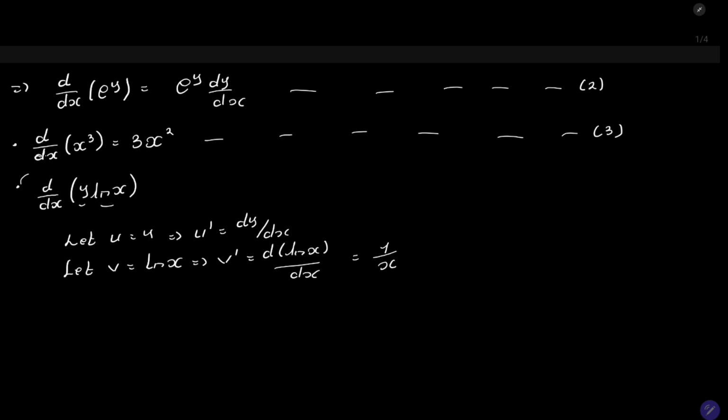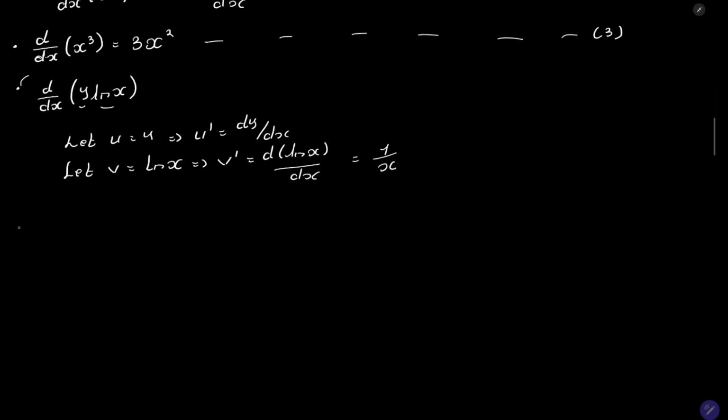Referring to the video on the derivative of logarithmic functions, it was well stated and well proven that the derivative of ln of x gives us 1 on x. So this implies that the derivative with respect to x of our function y ln x, using the product rule, u dv plus v du, gives us y times 1 on x plus v du.